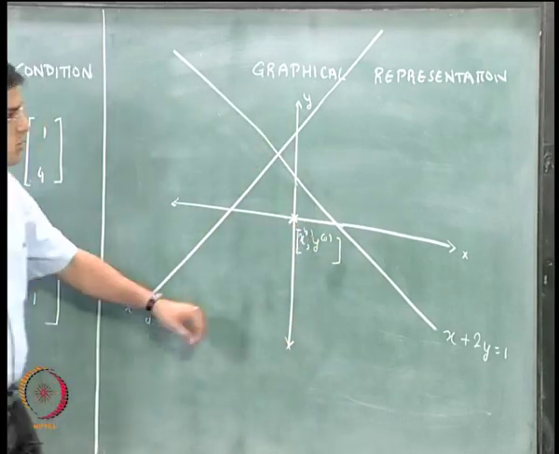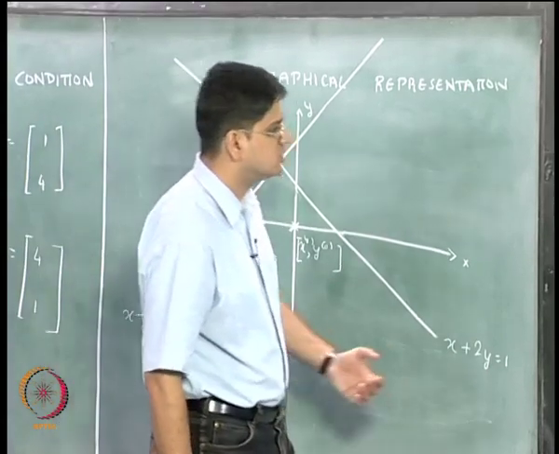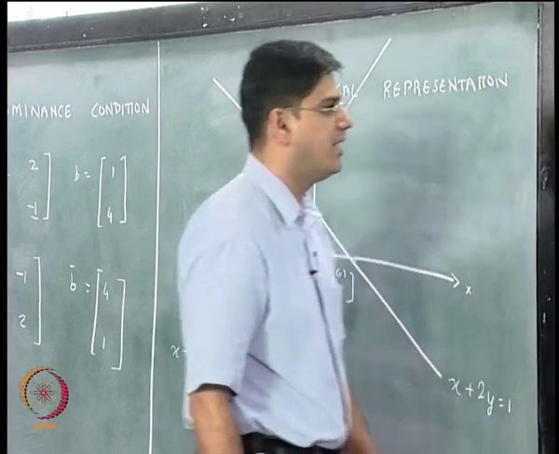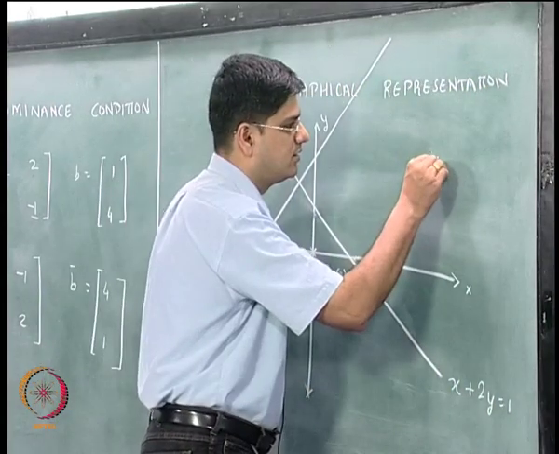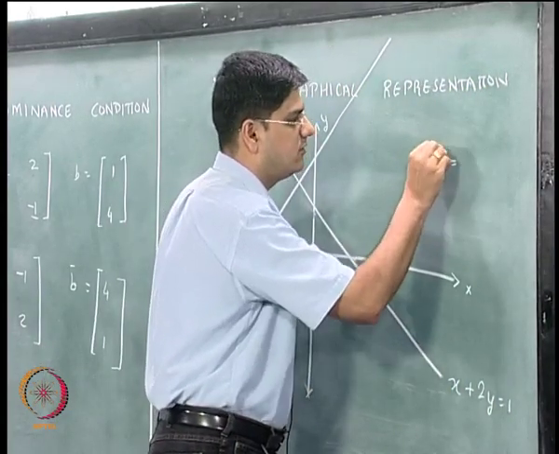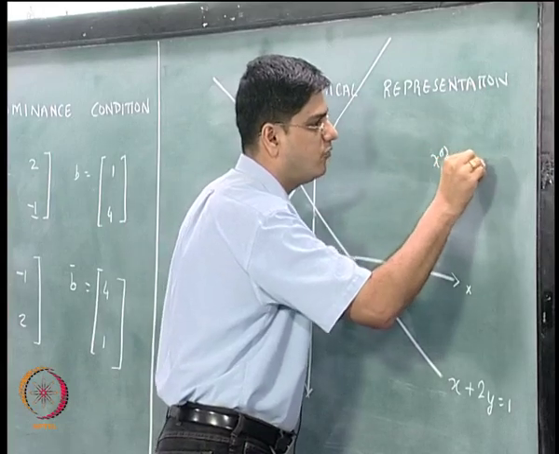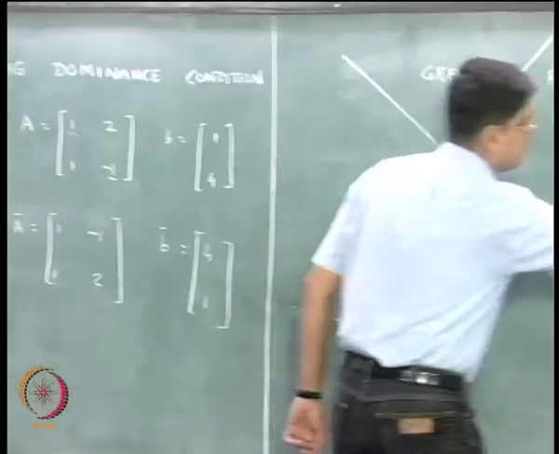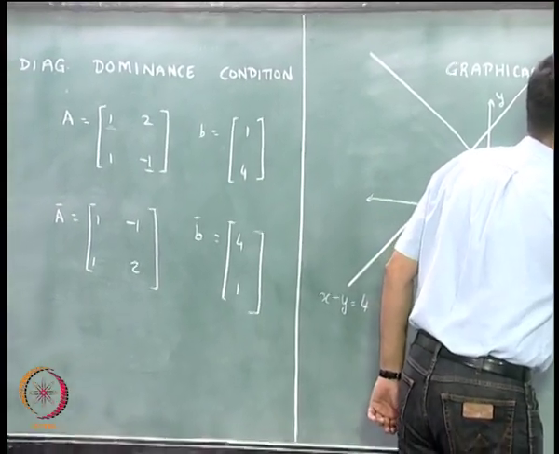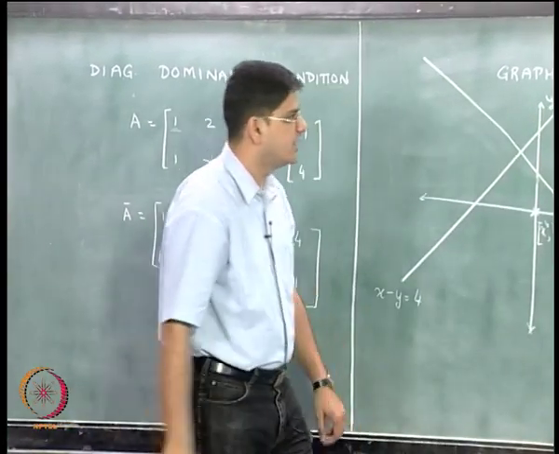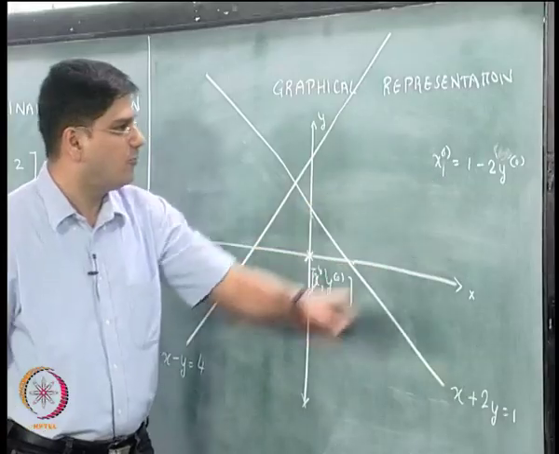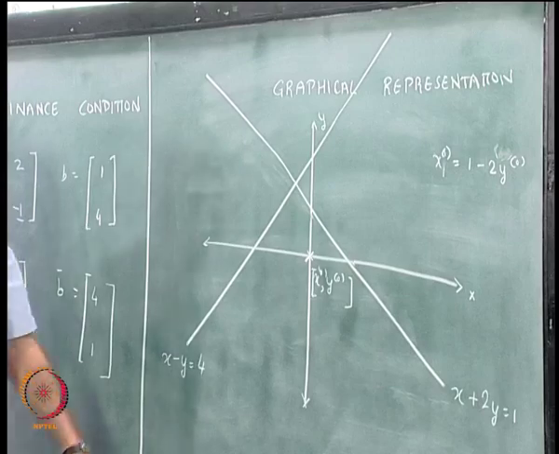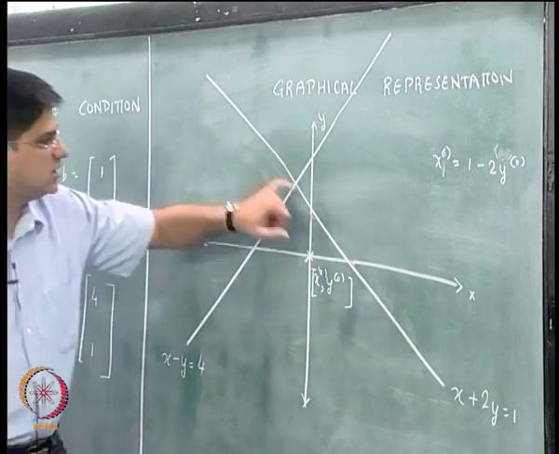Okay. So our first equation, we used x1 equal to 1 minus 2y0. What does 1 minus 2y0 represent? 1 minus 2y0 represents a point on this particular line.